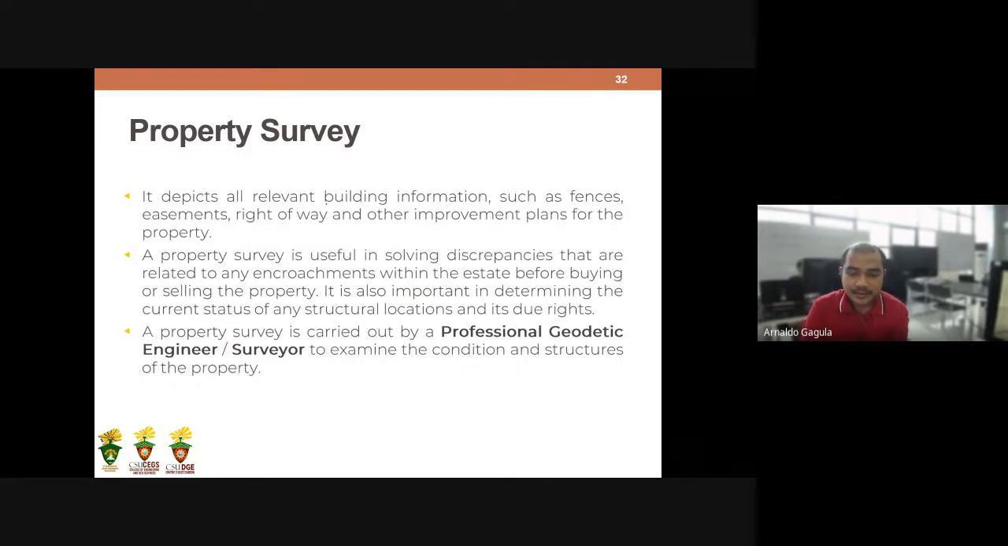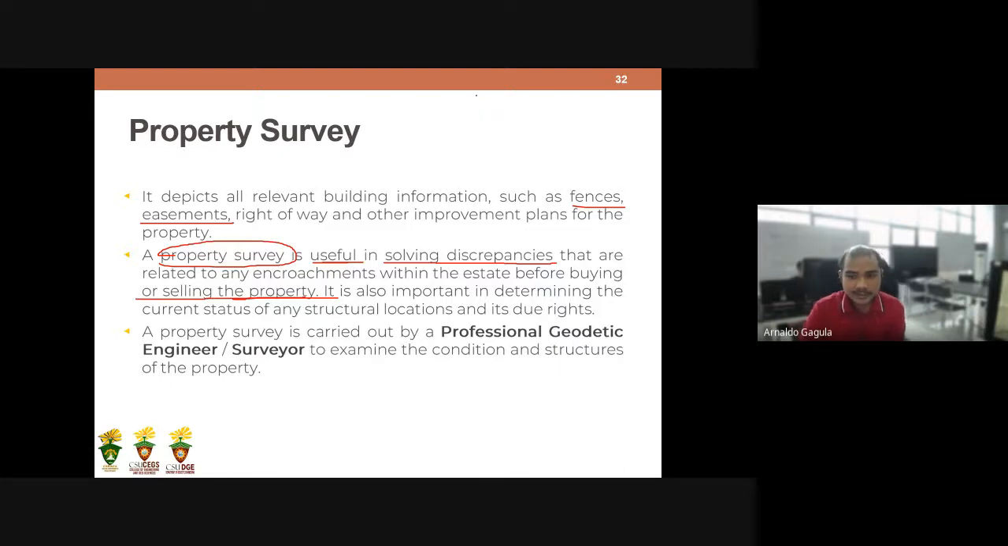So it depicts all relevant building information such as fences, easements, and where your improvements are located, as well as the property of your adjoining property owner. Right of way and other improvements plans for the property. So a property survey is useful in solving discrepancies that are related to any encroachments within the estate before buying or selling the property. So that is the main goal.